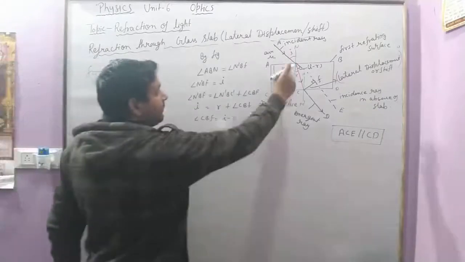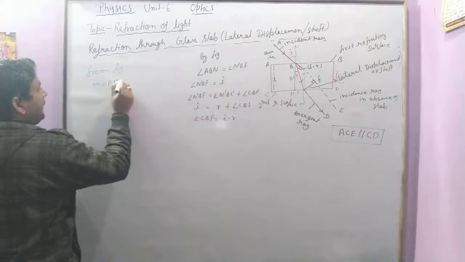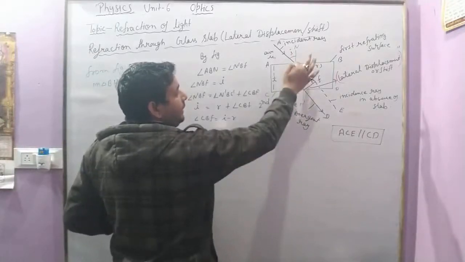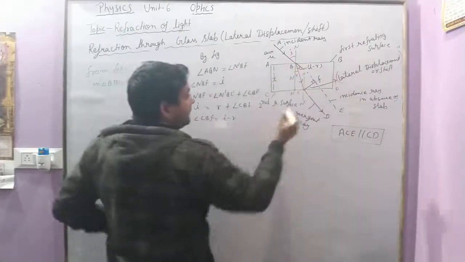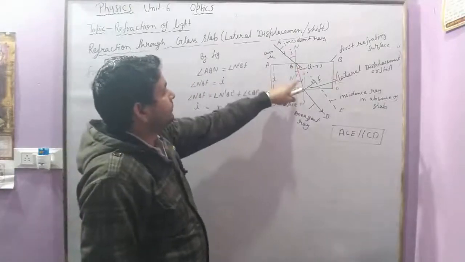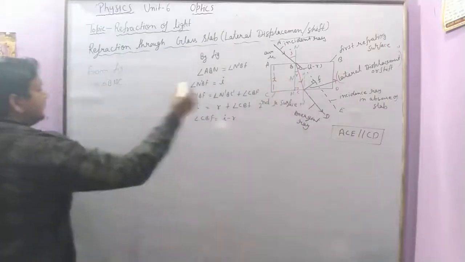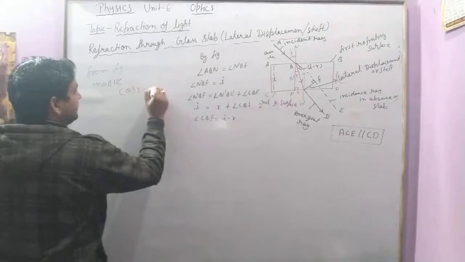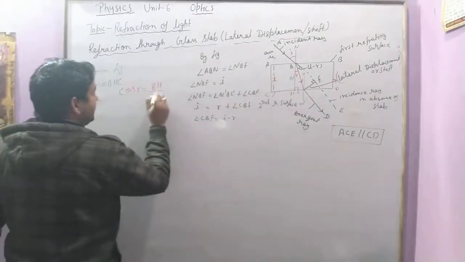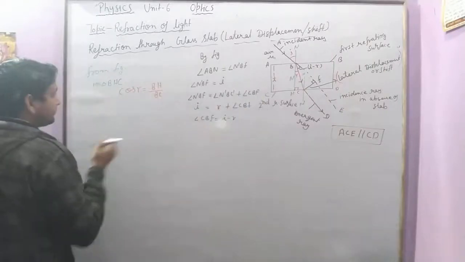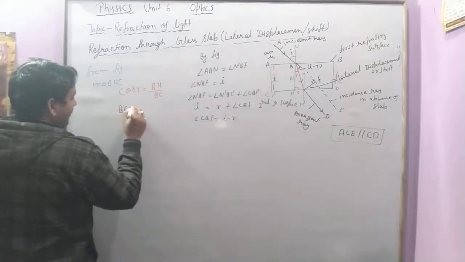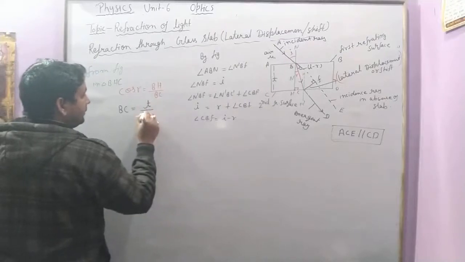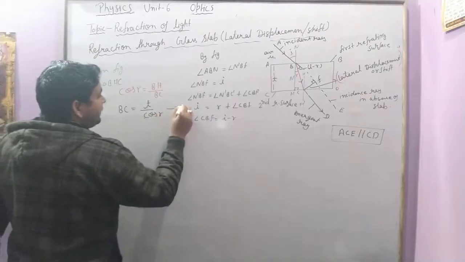Now see, from the figure, in triangle BHC, here we have to calculate BH and BC. This is perpendicular, therefore along with the angle, this is the base and this is the hypotenuse. Then we calculate cos r is equal to BH, base, upon hypotenuse BC. Here students, we have to calculate the value of BC, so that we get BC is equal to BH, the thickness of the slab, that is t, upon cos r. This is equation first.